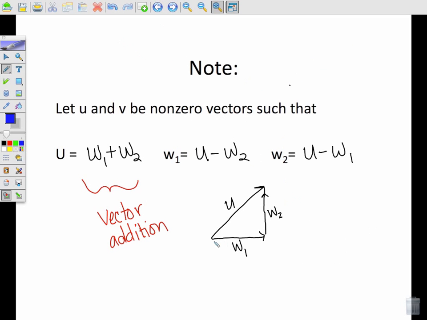One other thing to note is if I do have this projection vector W1 here in the bottom, and we have the altitude W2 here, and that's perpendicular, well, this vector U actually is the sum of W1 plus W2. It's vector addition.